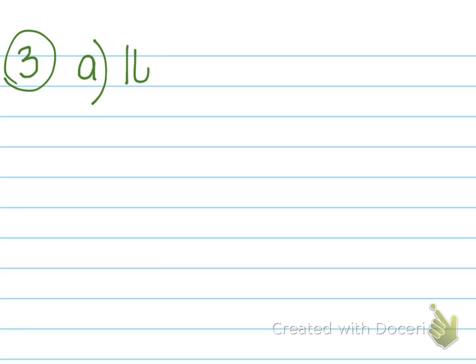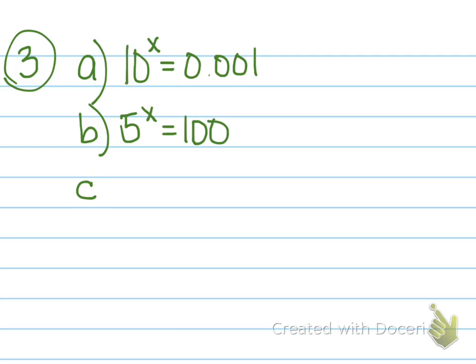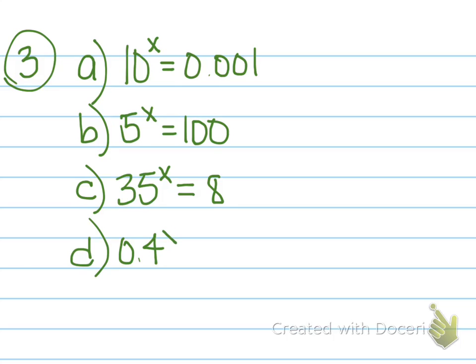So A, 10 to the x equals 0.001. B says 5 to the x equals 100. C says 35 to the x power equals 8. D says 0.4 to the x equals 5. So I'll do the same thing. I'll do A, B, C, and D, and then I might have to pick up the other screencast with E and F. But we'll see how that works out.